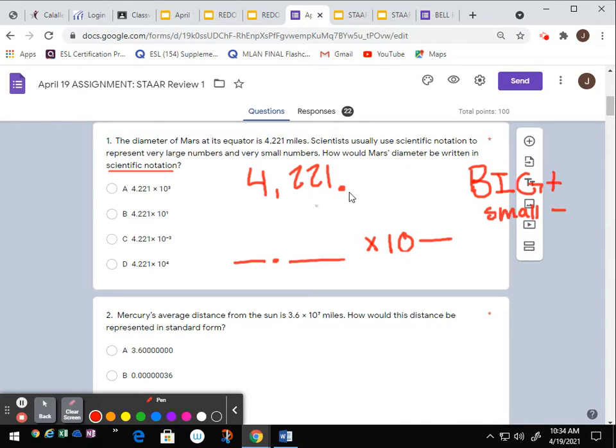All right, so we can see that this number is larger than 10. So we're going to get this decimal point right in between, so we only have one digit here. We know our first digit is going to be 4. We're going to move our decimal over 1, 2, 3 spaces. So we have our decimal here now, and all these numbers are going to go here: 2, 2, 1. We went over 3 times, so it's times 10 to the third power, which is answer choice A. A is the correct answer for number 1.